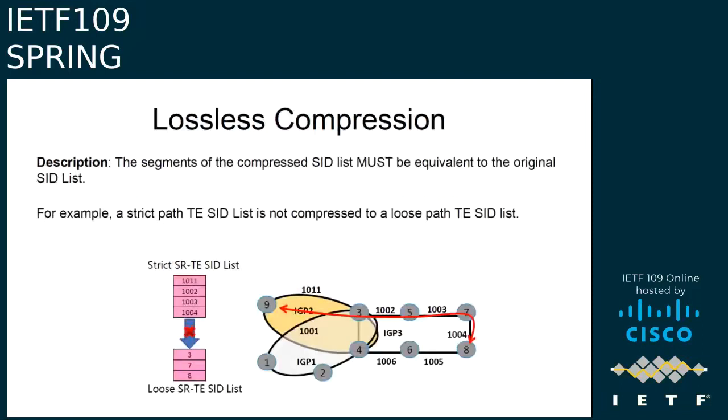For lossless compression, of course, the compressed SID list must be equivalent to the original SID list. For example, a strict path TE cannot be compressed to a loose path TE SID list. So next page.